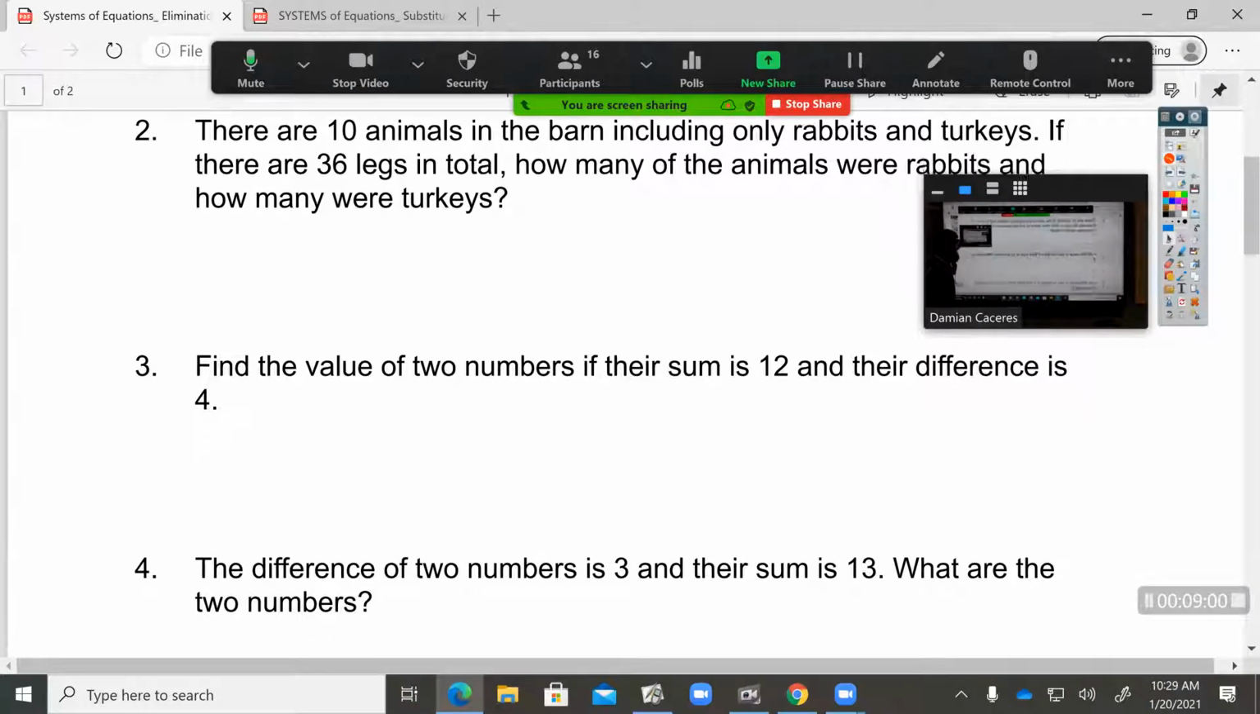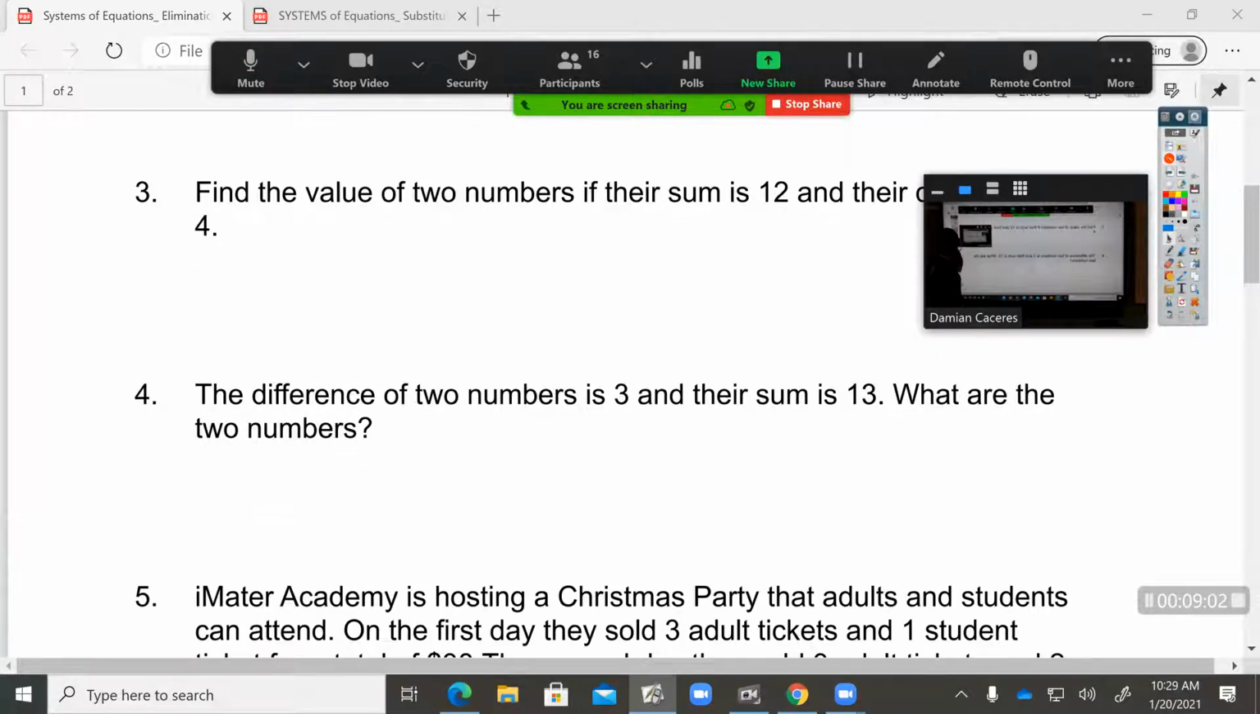All right, now we move on to number 3 and 4. For number 3, it says find the value of 2 numbers. Now, we don't know what the 2 numbers are, but what we do know is that the numbers have to be different because they're talking about 2 numbers, 2 different numbers. So we're going to give it 2 variables. The first number, let's call it x. Second number, let's call it y.